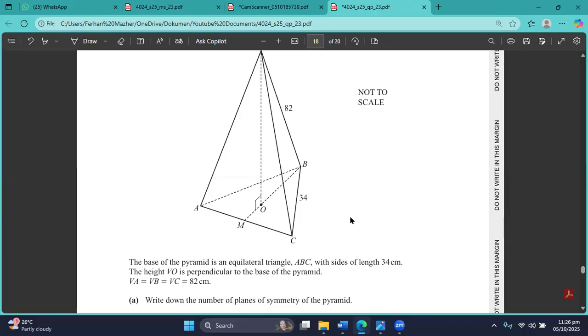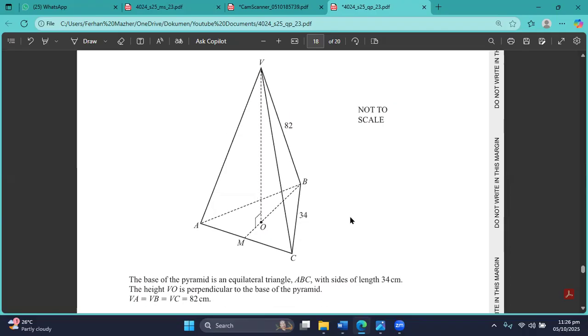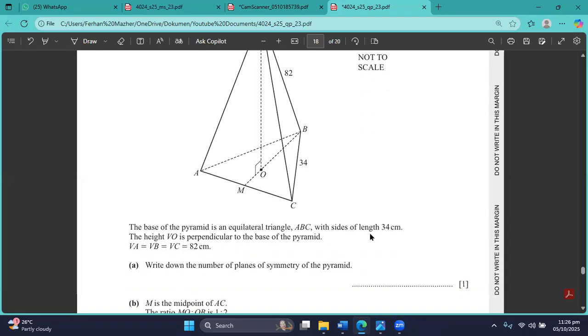The height VO is perpendicular to the base of the pyramid. The slant sides VA, VB, and VC, all of them are equal to 82 centimeter. Okay. So if you join B with the midpoint of AC, this will be two identical triangles. This angle here will be 90 because this side is 34. So MC will be 17, AM will also be 17. This is a very, very important thing.